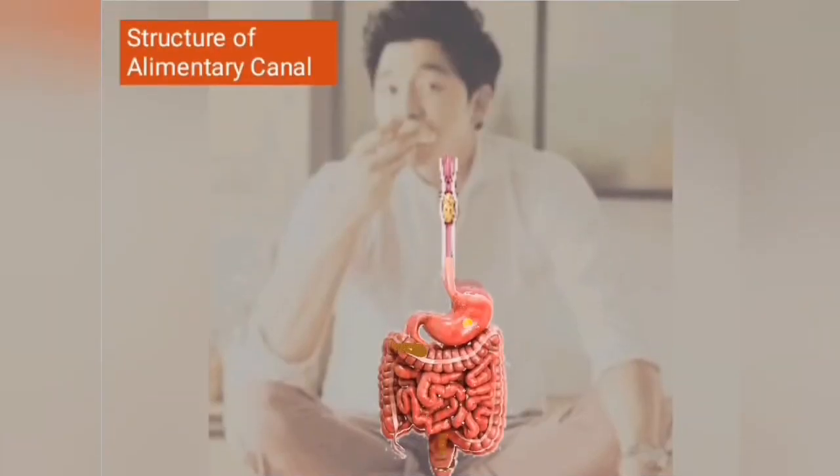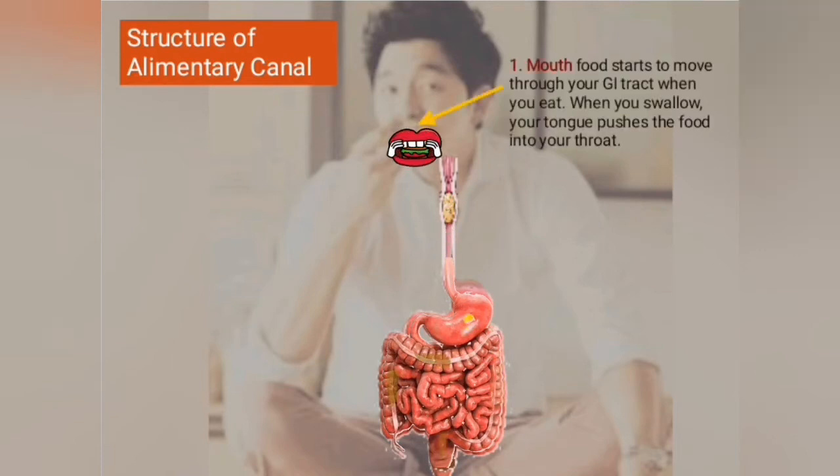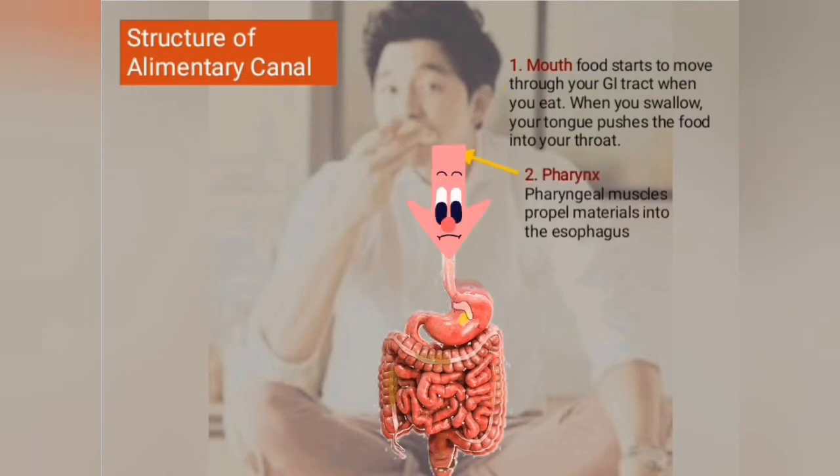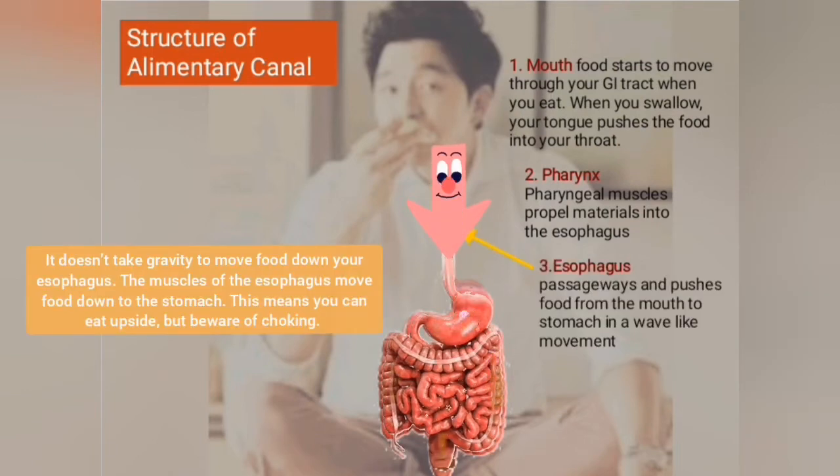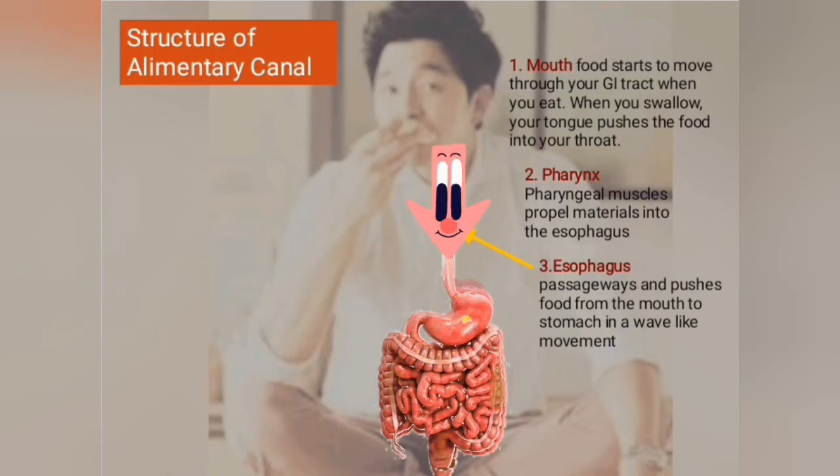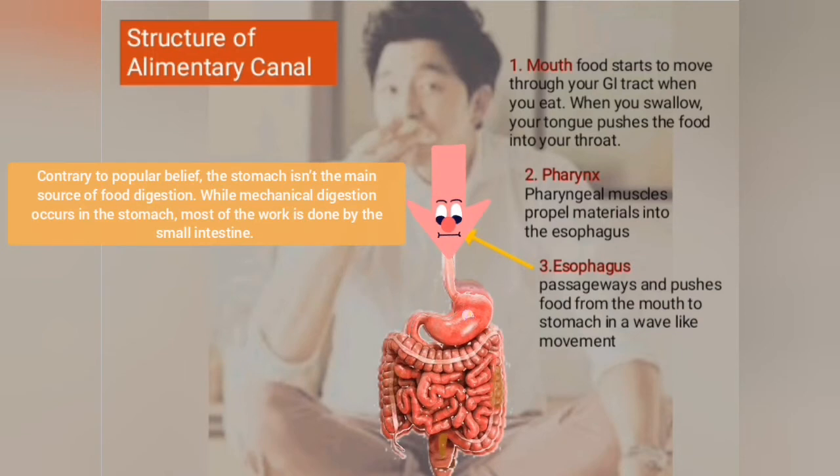Structure of the alimentary canal and the major organs. First, the mouth, where we eat our food, and the tongue pushes the food into our throat, which is also called the pharynx. The pharyngeal muscles propel materials into the esophagus, and the esophagus is a passageway that pushes food from the mouth to the stomach in a wave-like movement, which is called peristalsis.